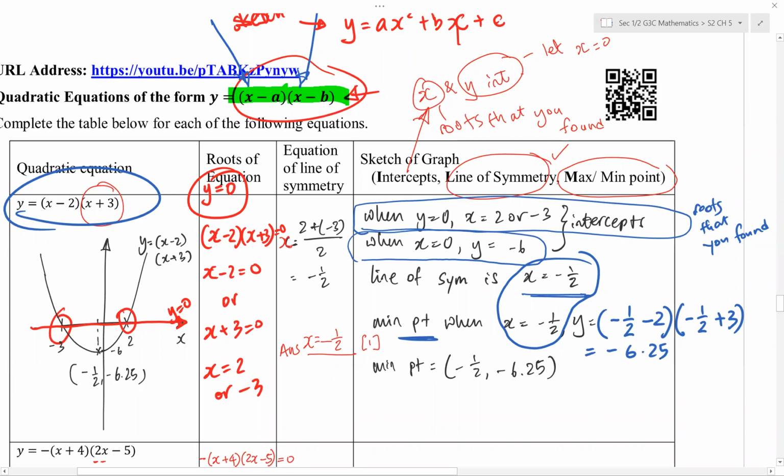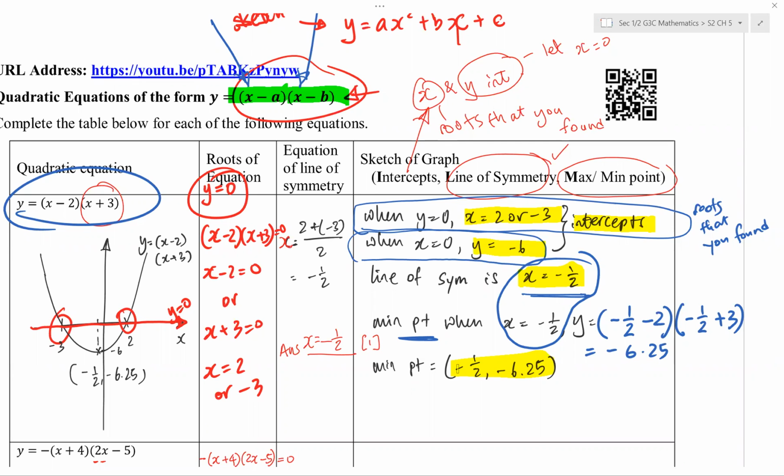So now you end up with very important information. First, you have your x-intercepts: x equals -3, x equals 2. You have your y-intercept, y equals -6. You have your line of symmetry, x equals -1/2. And you have your minimum point, rather your turning point, (-1/2, -6.25). You are supposed to piece them all together.